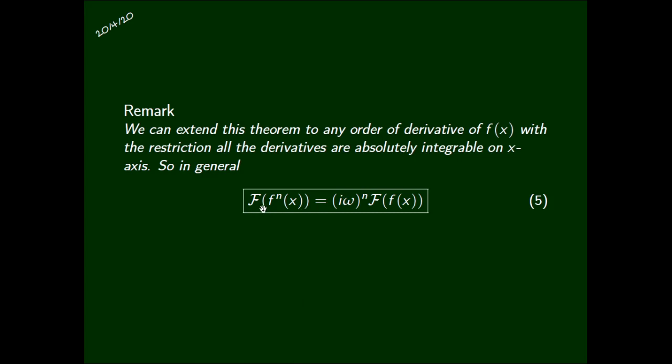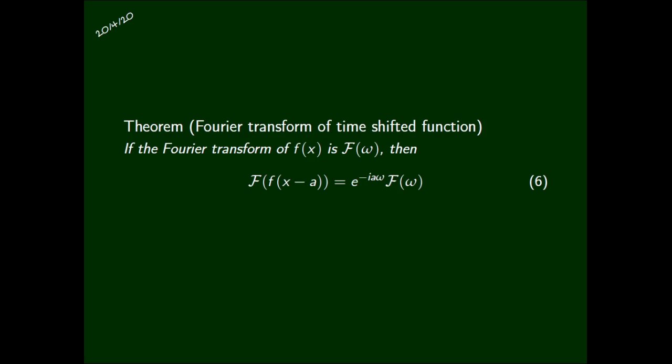That is, the Fourier transform of the nth derivative of f is equal to i omega raised to n into the Fourier transform of f of x. That means if there is a third derivative here, then i omega raised to 3 into the Fourier transform of the original function f of x. So instead of evaluating the Fourier transform of the derivative, we simply multiply the original Fourier transform by a power of i omega.